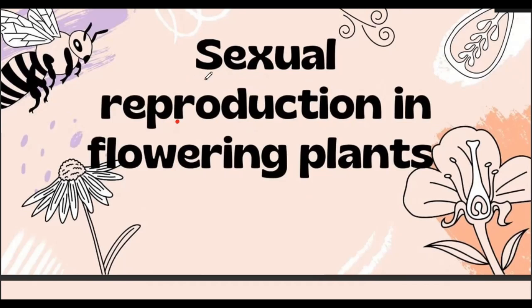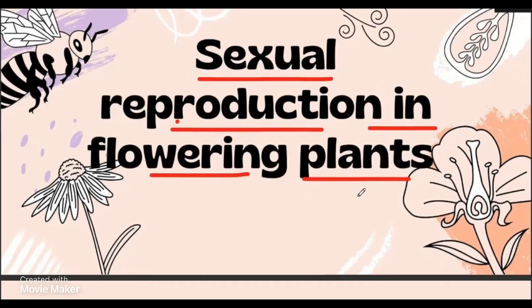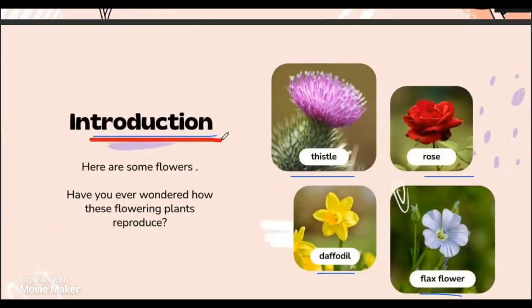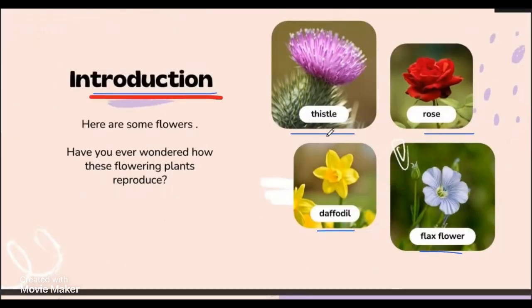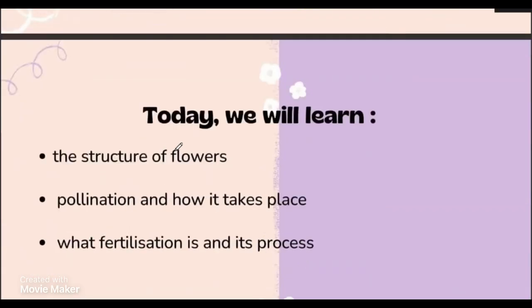Okay, today we are learning about sexual reproduction in flowering plants. Here is the introduction and here are some flowers, as you can see: thistle, rose, daffodil, flax flower. Have you ever wondered how these flowering plants reproduce? We are going to learn about that in this video.